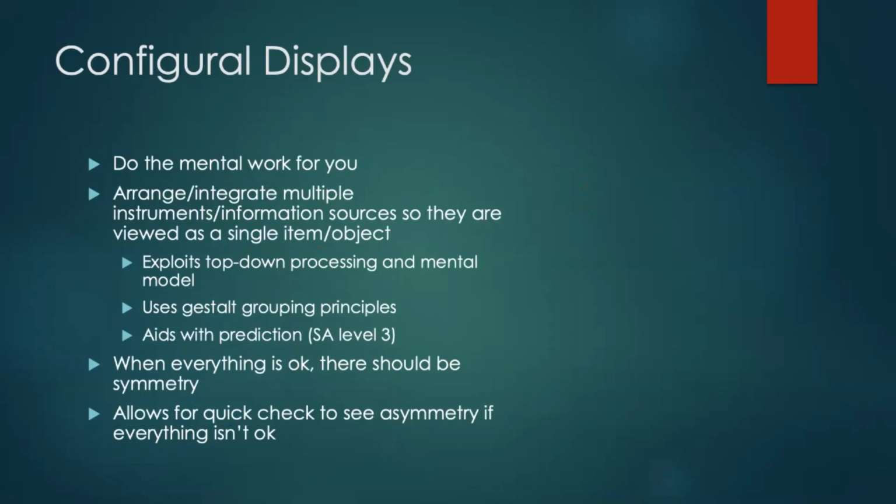All right, so also design displays that do the mental work for your user, right? Arrange or integrate multiple if possible. So now I can look at one display and get an entire picture of what's going on. When everything's okay, everything's squared away, things should be symmetrical, right? We like symmetry. And it allows for us to quickly look and see if there's an asymmetry.